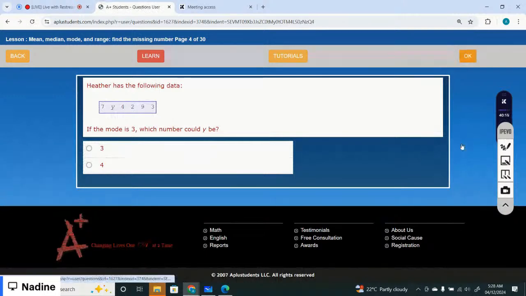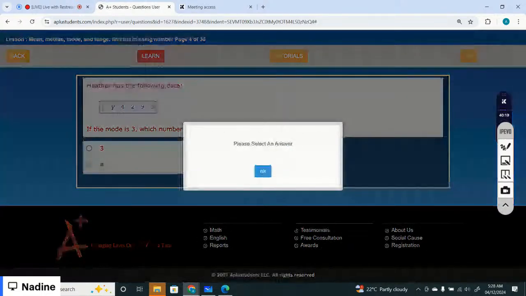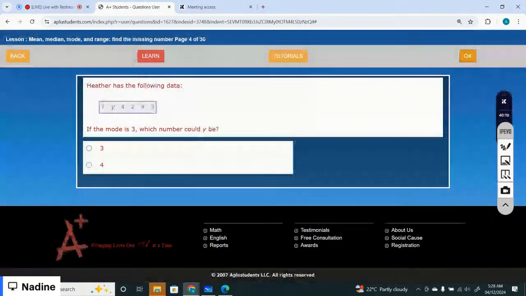Heather has the following data. If the mode is 3, what number could Y be? The mode is the number that appears the most. That means the Y must be 3. The correct option is 3.